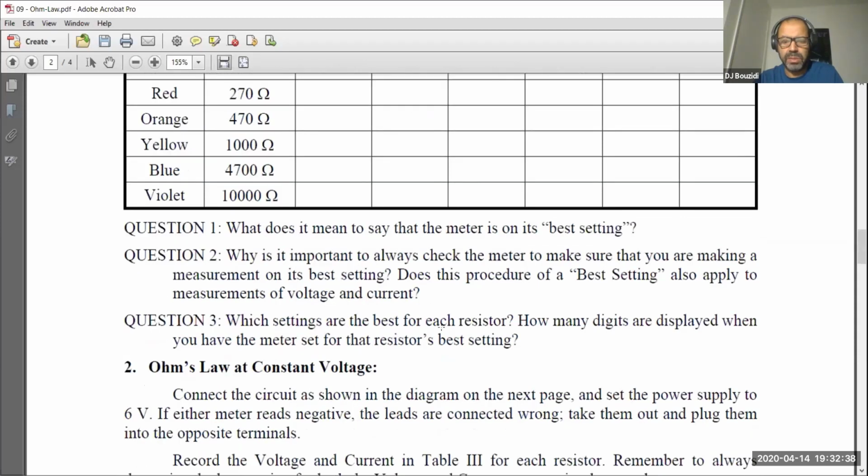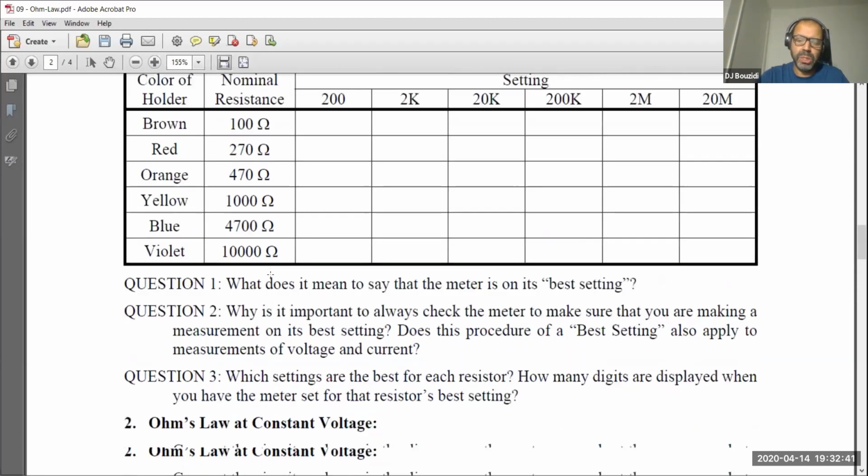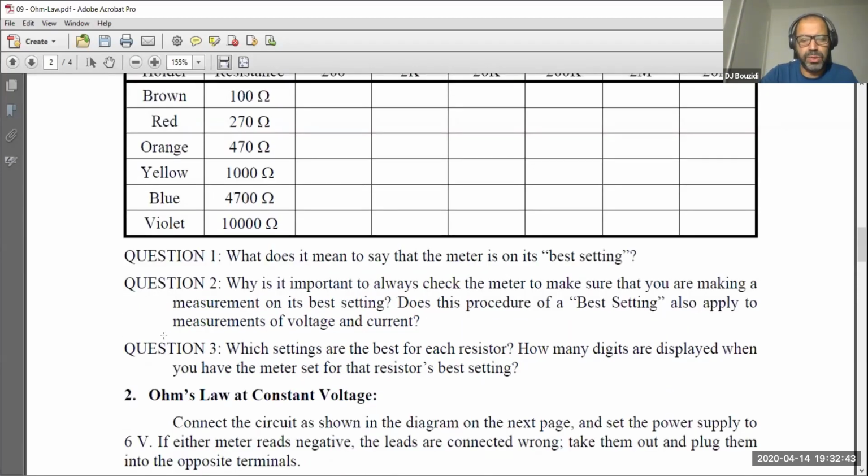Which settings are best suited for each resistor? Now, this question 3 you may skip. You cannot answer it because we are not doing the actual lab in class to really be able to say this is or that one.